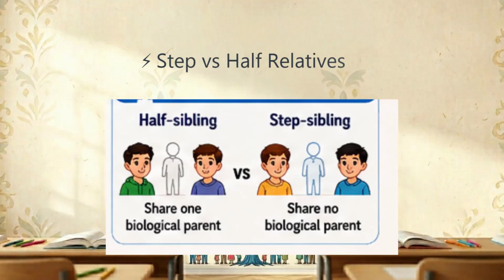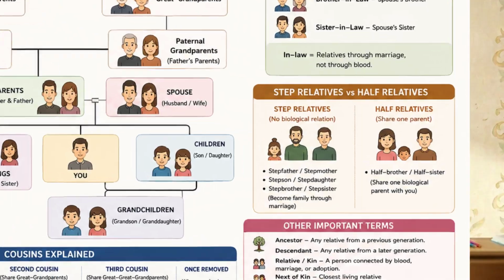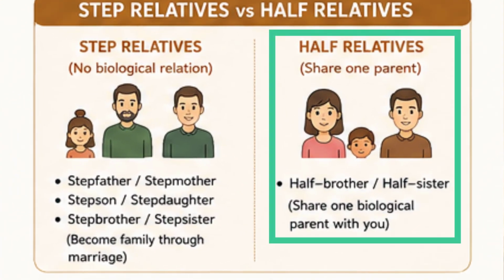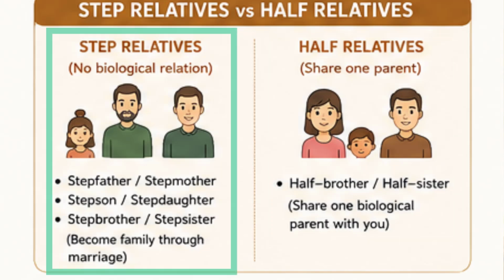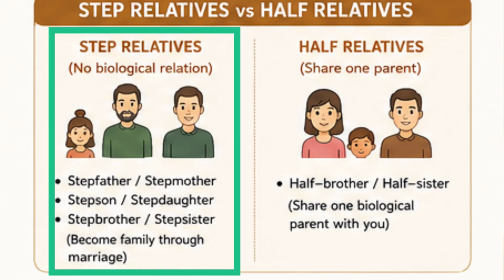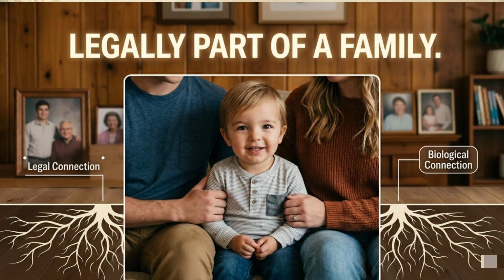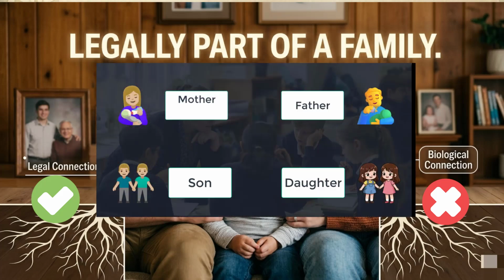Step versus half relatives. These are often confused. Half siblings share one biological parent. Step siblings, no biological connection, related through marriage. Same pattern applies to stepfather, stepmother, etc. Adoption. An adopted child is legally part of a family, even without biological connection. In daily life, people usually just say mother, father, son, daughter.